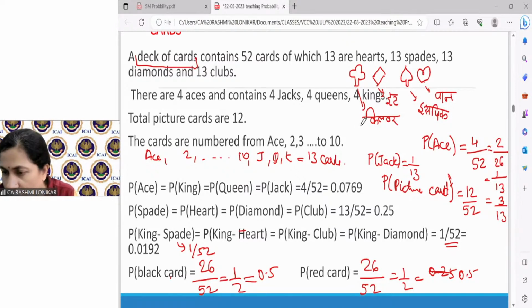Clubs are called chidi, and diamonds are called eat. Yes. Vidisha, have you understood? Nishi, spade is called ispik, or also called hukum.